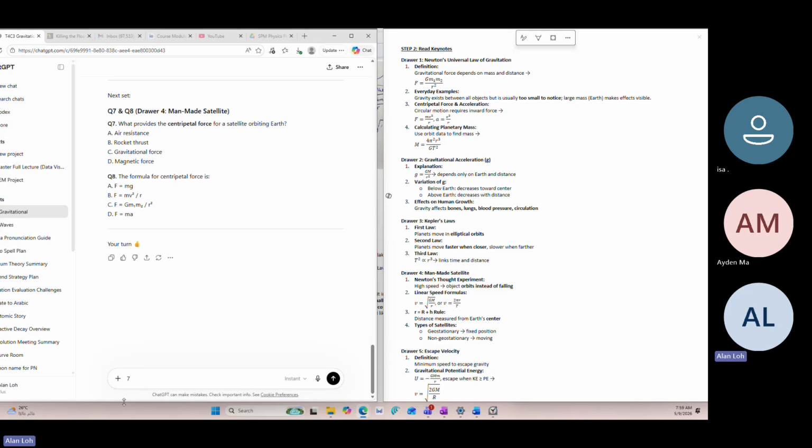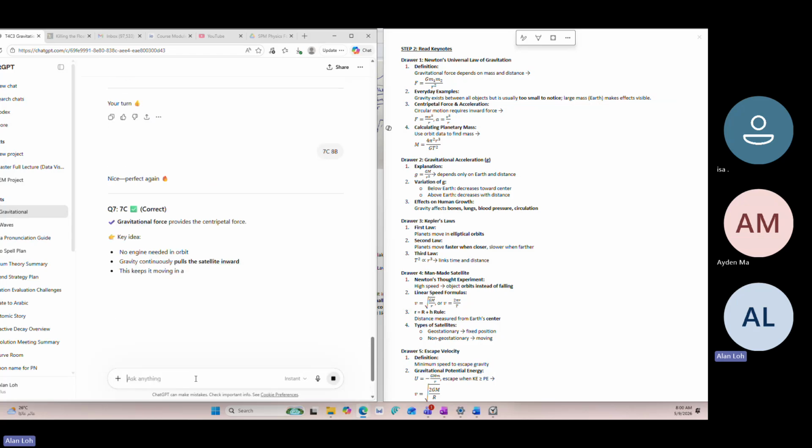7 is C. Also C. Great. The formula for centripetal force. Look here, right? On your left. On your right. Which formula is for centripetal force? Oh no, centripetal force is here. This is row 1. Right, B. Right, Aiden, I think it's B, right? Oh, right. One more set, then we are done.